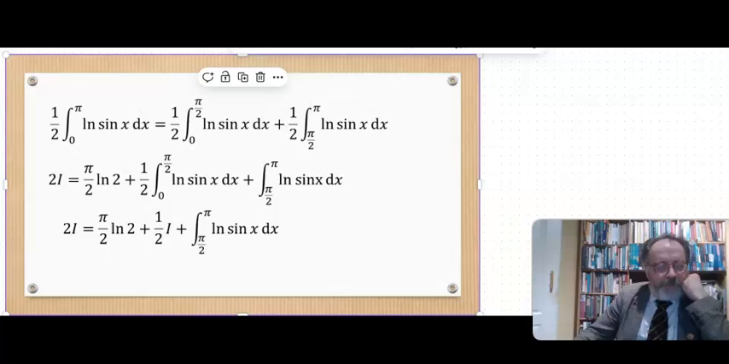And so I think I've repeated myself there actually. But if you look at the middle term, half the integral from 0 to pi by 2 of ln sin x, that in actual fact is half of the integral we're looking for. And so twice the integral we're looking for is pi by 2 ln 2 plus half of I plus this other integral here between pi by 2 and pi of ln sin x dx.